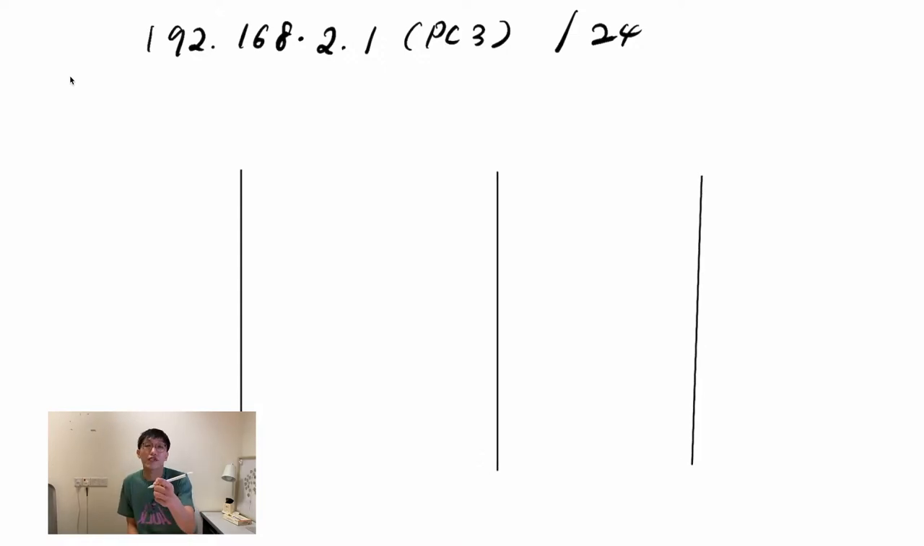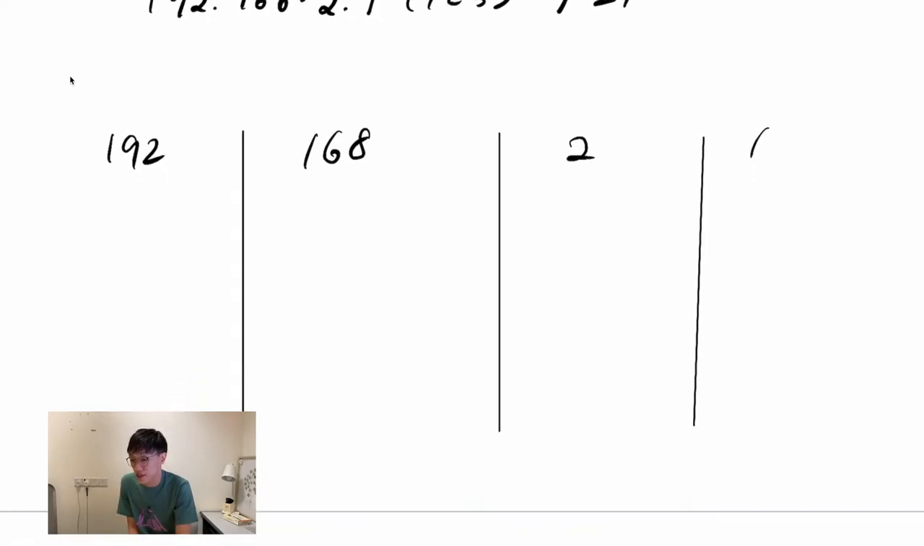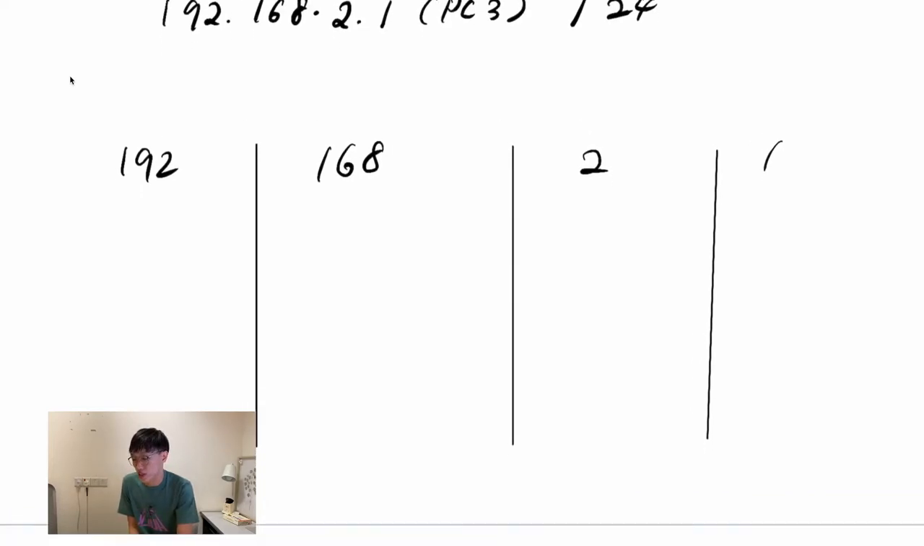So over here we have this PC3 IP which is 192.168.2.1. With the PC3 IP and the given subnet mask, we can do an AND operation and then we'll get the network address. Normally, if you want to use the way I showed you earlier, you have to convert 192.168.2.1 into binary and then do the AND operation. Now I'll show you a quicker shortcut.